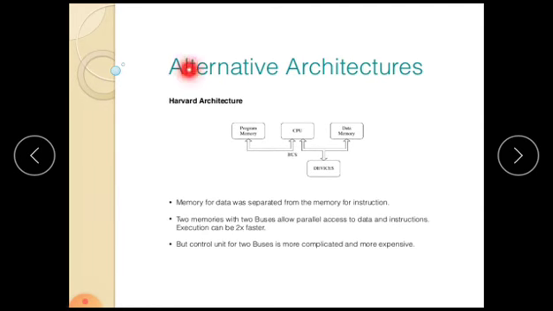So the alternative to von Neumann architecture is Harvard architecture. In this, the memory for data is separated from the memory for instructions. जहाँ वॉन न्यूमैन आर्किटेक्चर में इंस्ट्रक्शन डेटा सेम मेमोरी स्पेस यूज़ करते हैं, वहीं हार्वर्ड आर्किटेक्चर में डेटा के लिए और इंस्ट्रक्शंस के लिए सेपरेट मेमोरी यूनिट्स होती है. So two memories with two buses allow parallel access to data and instructions, and execution can be much faster than in the von Neumann architecture. But the control unit for two buses is more complicated and more expensive in this Harvard architecture.